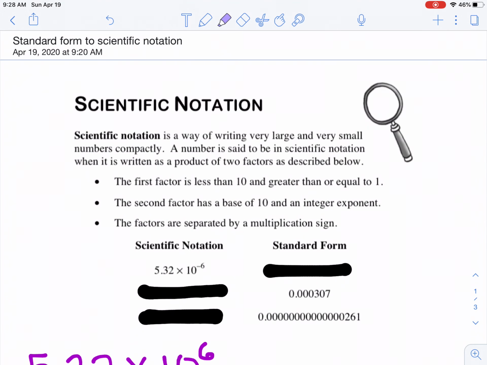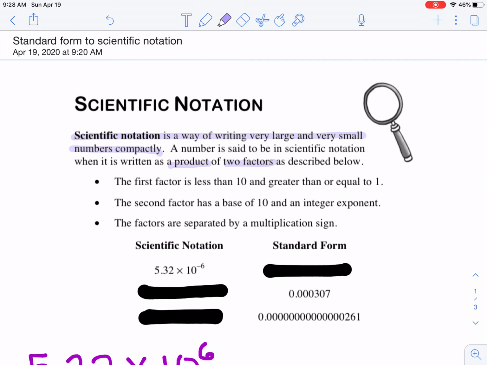All right, so we're going to continue our conversation of scientific notation, and this is the toolkit entry that you have in your toolkit. It says, scientific notation is a way of writing very large and very small numbers compactly. So that is the definition of scientific notation. It says a number is said to be in scientific notation when it is written as a product of two factors, okay? And it must follow this criteria.